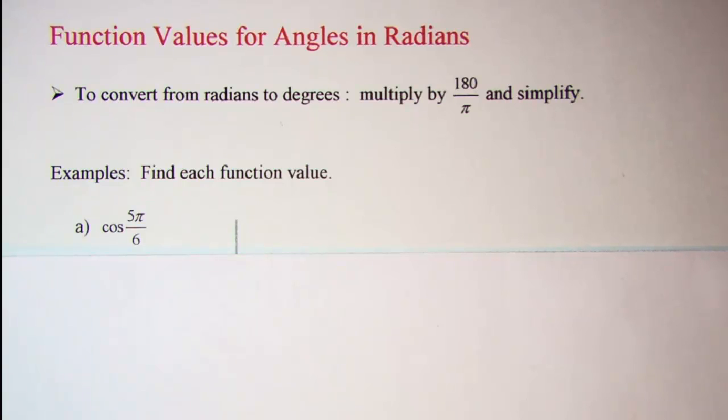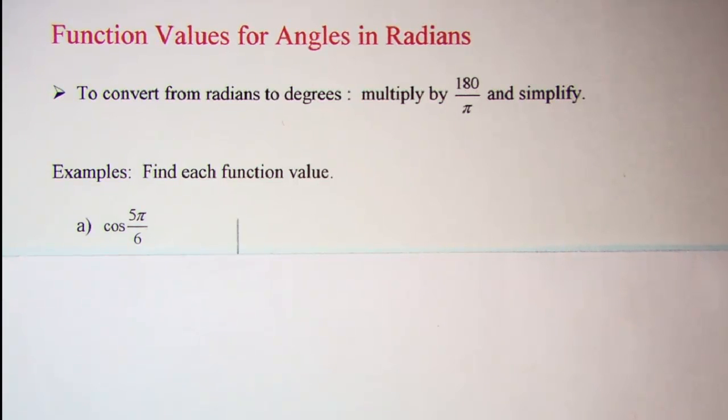In this video, we'll be finding function values for angles that are shown in radians. We know that to convert from radians to degrees, we simply multiply by 180 degrees over pi radians and simplify. So the problem that we'll be looking at first is to find the function value cosine of 5 pi over 6.